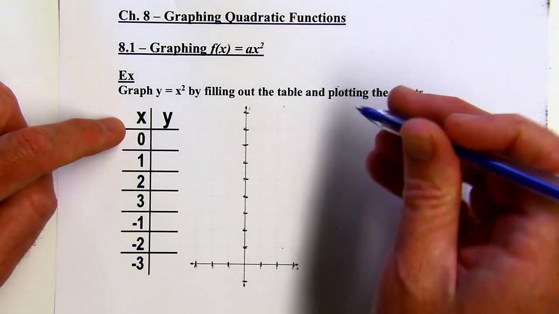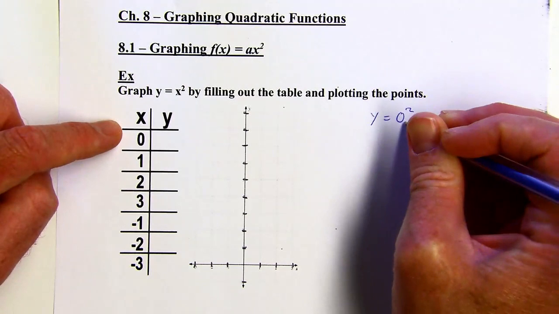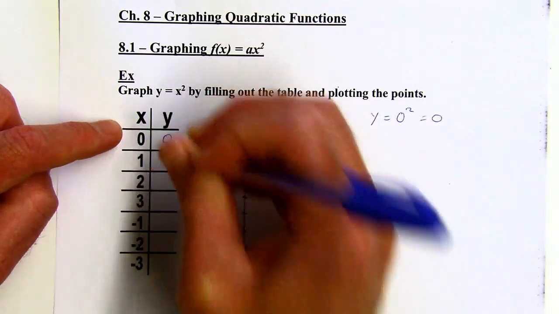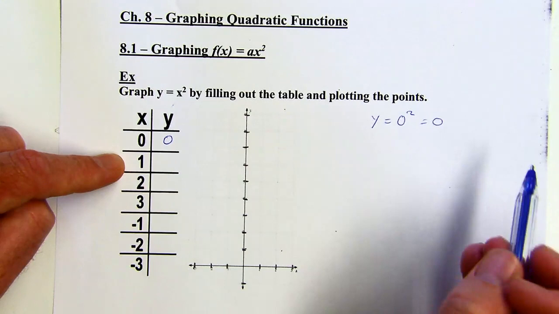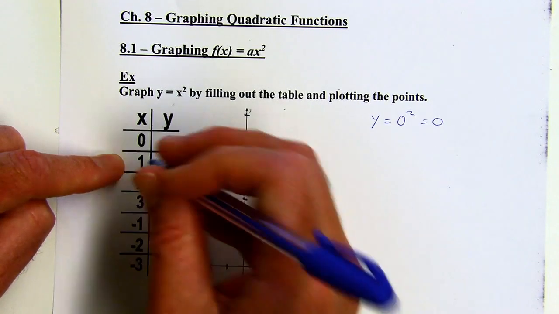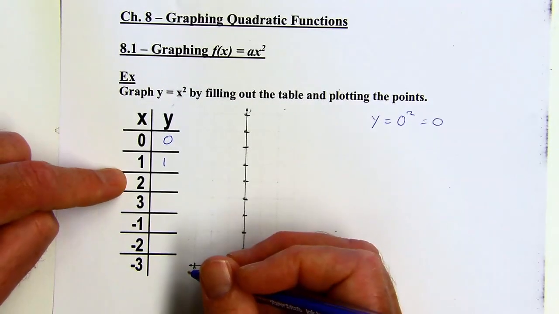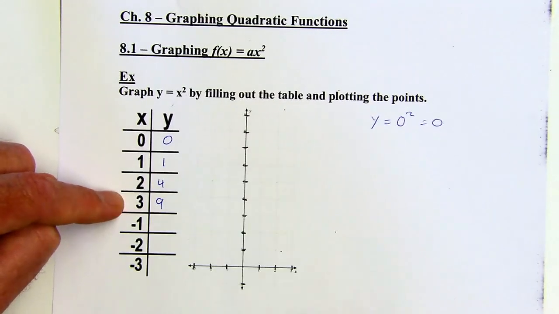Okay, so I'm going to first start by plugging in 0 for x. So 0 squared is going to be 0. Okay, so when you plug 0 into this, you get 0. I'm just going to be squaring these x terms, right? So I'm not going to write this out for each of them. But if I plugged in a 1, I'd have y equals 1 squared. 1 squared is 1. 2 squared is going to be 4. 3 squared is 9. Okay?